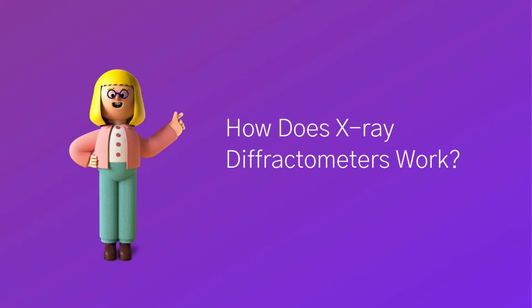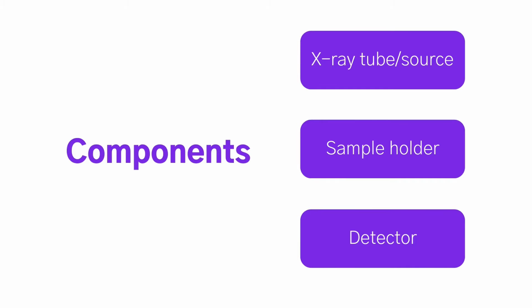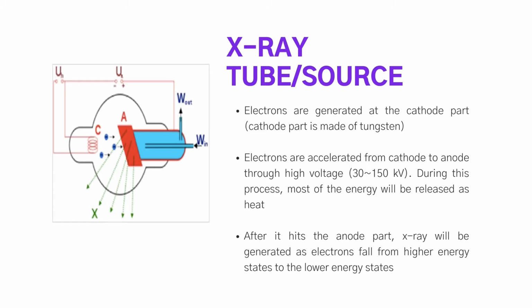How do X-ray diffractometers work? First, we're going to look at the components of X-ray diffractometers. It consists of three components, which are X-ray tube or X-ray source, sample holder, and detector. We're going to look at all of these one by one. The first one is the X-ray tube or X-ray source.